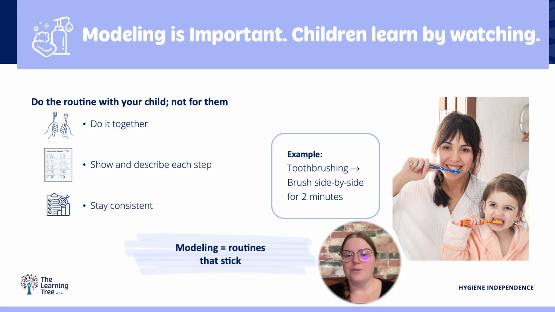For example, when brushing teeth, the adult can brush their teeth with their child side by side for the 2 minutes, showing and describing each step, giving an example of what success looks like, how we are brushing the top teeth, bottom teeth, spitting, rinsing, putting our toothbrush away. This creates, again, another social bond, social reinforcement, showing the child that this is something we all do and we're doing it so that we can take care of ourselves. And with modeling brings routines that stick.